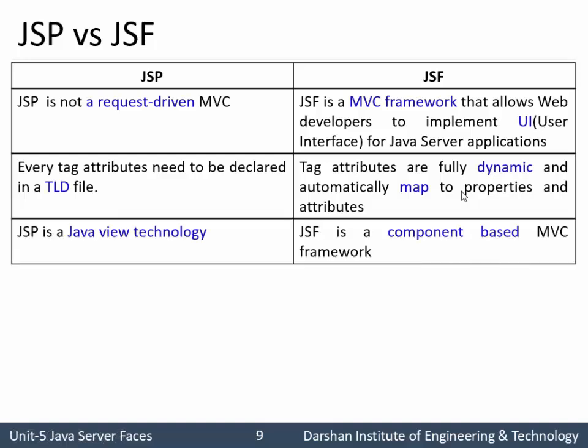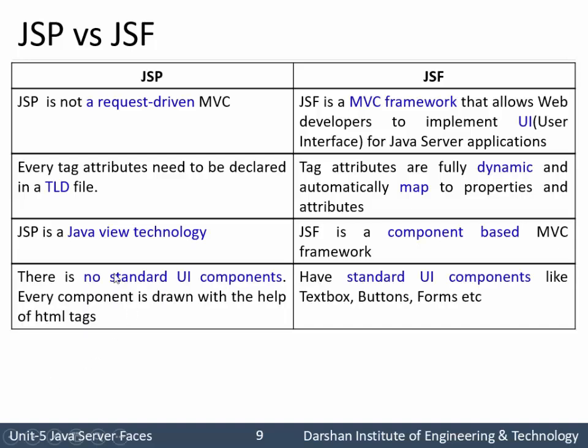Next point. JSP is a Java web technology where components are created with the help of HTML. While JSF is a component based MVC where the components can be reused as well as extended. Next point. There are no standard UI components in JSP. Every component is drawn with the help of some markup language like HTML tags. While in JSF we have standard UI components for text box, button, form, checkbox, etc.